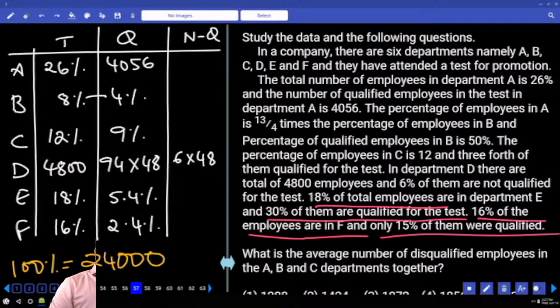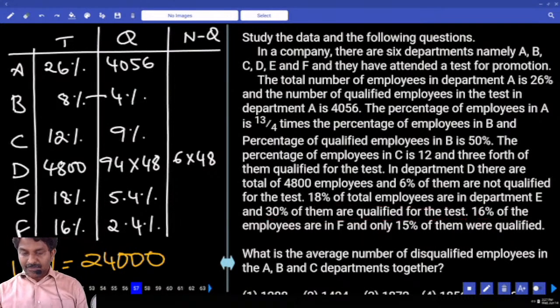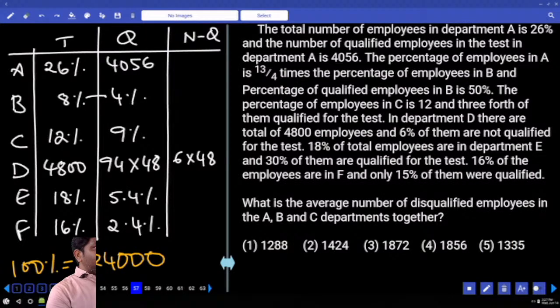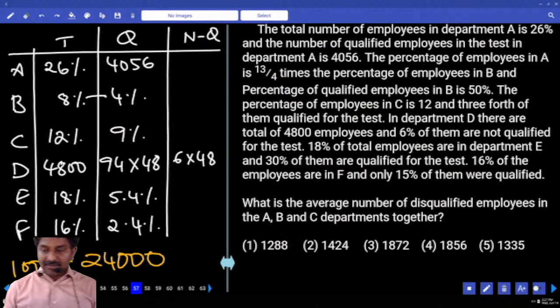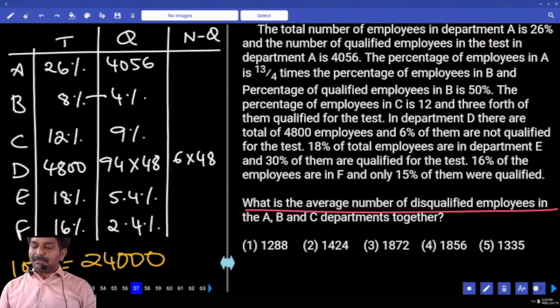Right. So let's not go for conversion. See the question and do it only when it is really required. What is the average number of qualified?